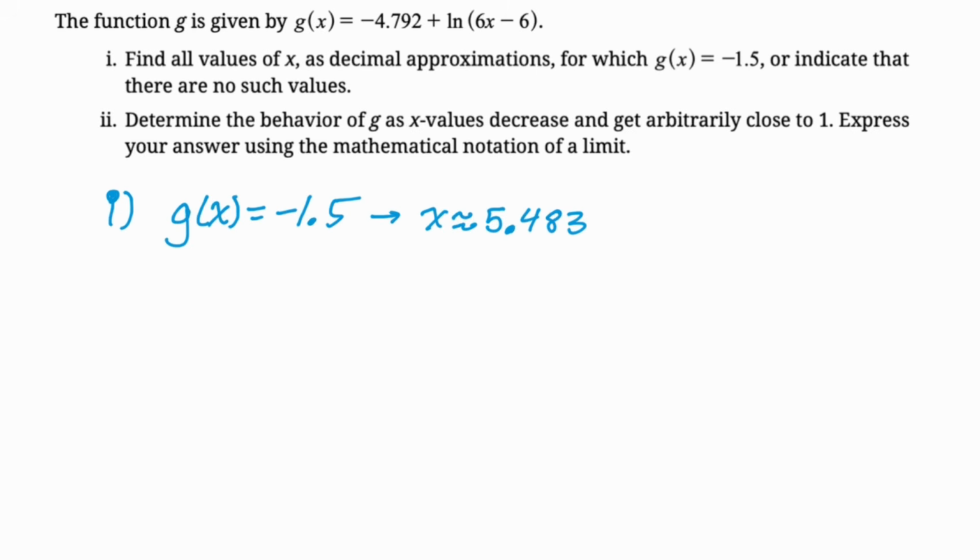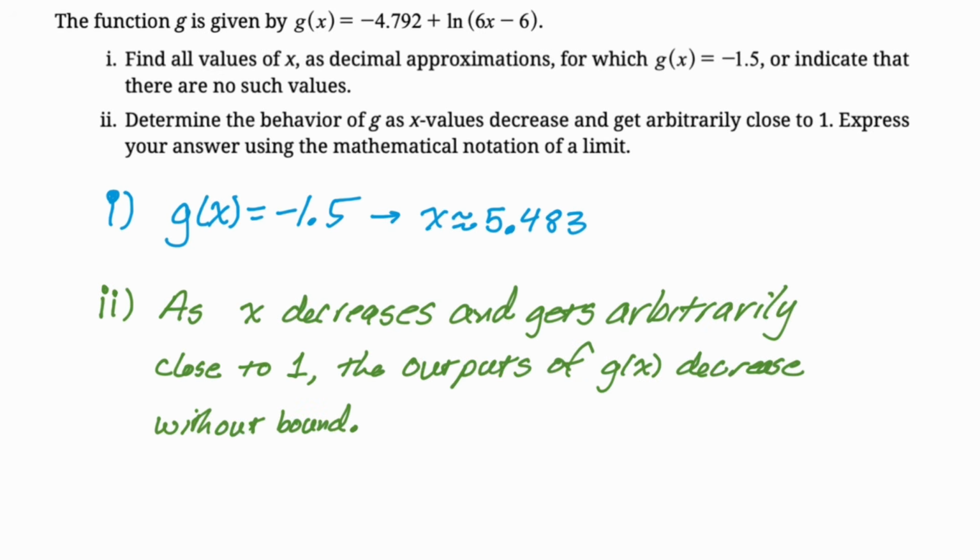The next part, determine the behavior of g of x as x values decrease and get arbitrarily close to 1. Express your answer using the mathematical notation of a limit. So it's a little unclear to me if you need the words and the limit or if you just need the limit. On previous scoring guidelines, you just needed the limit to get the points, but they also show the words. So I'm going to write the words, then I'll write the limit. I don't know if you need both for all the credit.